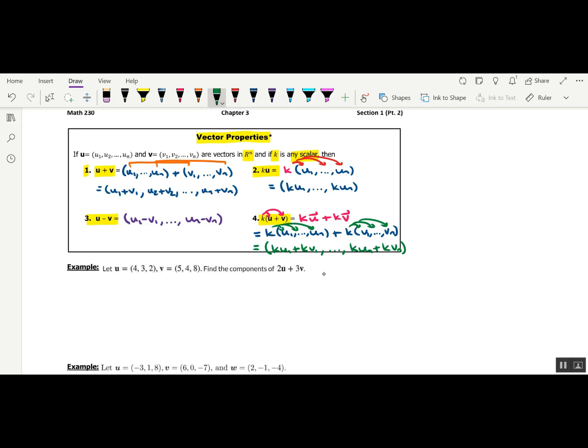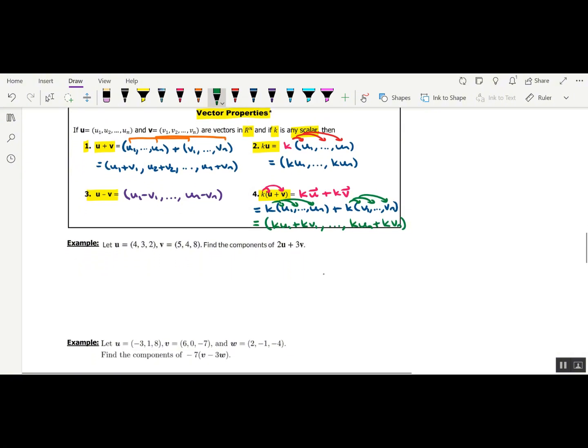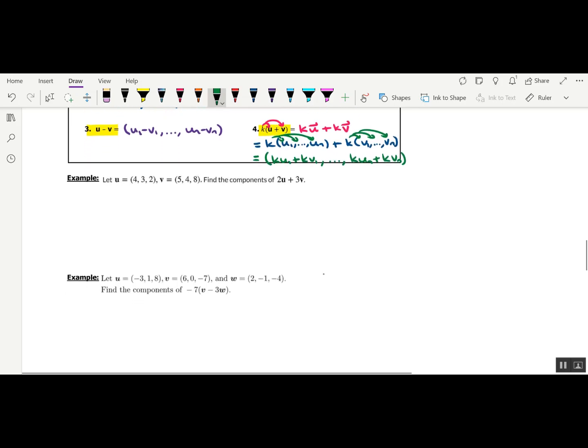Okay, so hopefully you're finding these some awesome vector properties. We're going to go ahead and put them to use with a couple of examples. The first one being: let u and v, which appear to be vectors from 3 space, so u is (4, 3, 2) and v is (5, 4, 8). Find the components of 2u plus 3v.